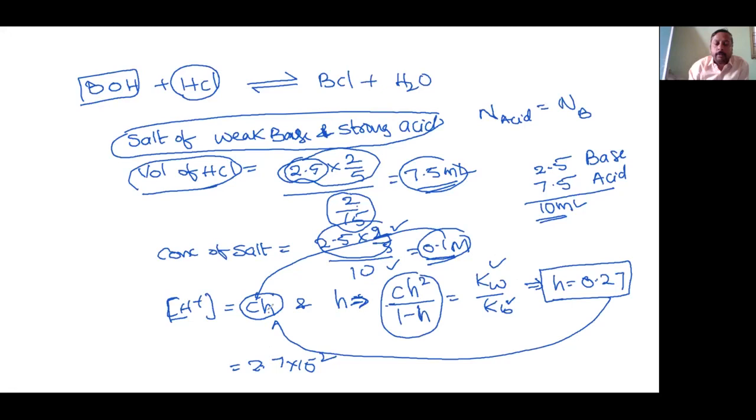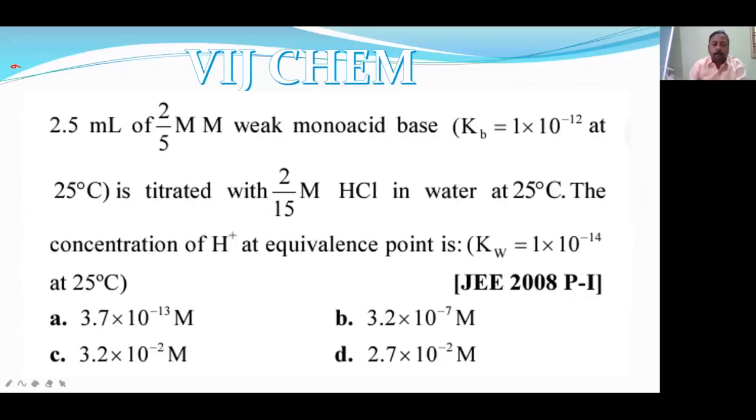So if I put h equal to 0.27 here and concentration as 0.1, then the H plus concentration will be 2.7 into 10 to the power of minus 2. H plus concentration is 2.7 into 10 to the power of minus 2. Okay, note this down. According to our solution, which answer is matching? Option D is matching, our answer 2.7 into 10 to the power of minus 2. Therefore, option D is matching.